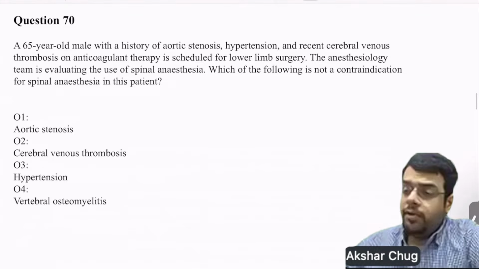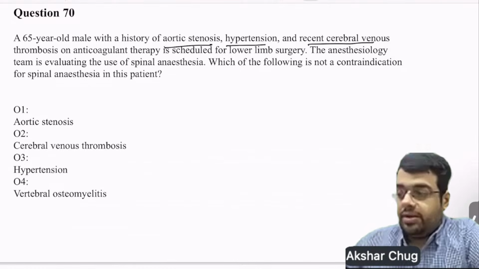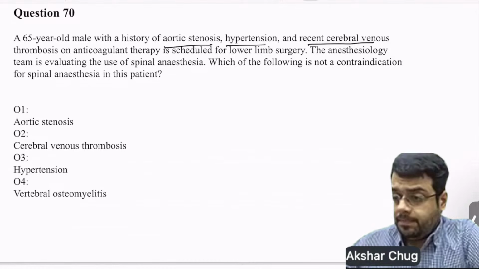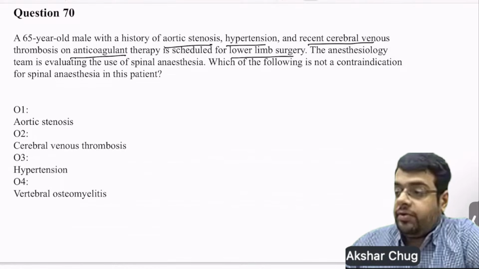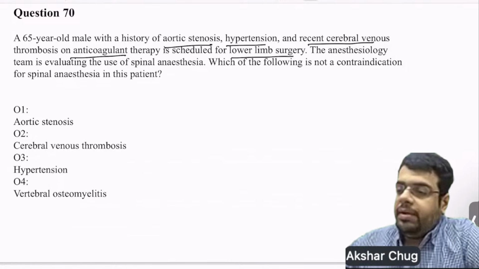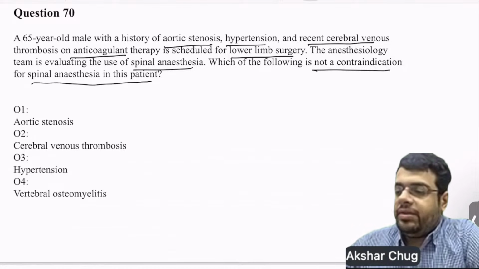Moving on to question 70. 65-year-old male with history of aortic stenosis, hypertension, recent cerebral venous thrombosis is on anticoagulant therapy, scheduled for a lower limb surgery. The anesthesiology team is evaluating the use of spinal anesthesia. Which of the following is not a contraindication for spinal anesthesia in this patient?